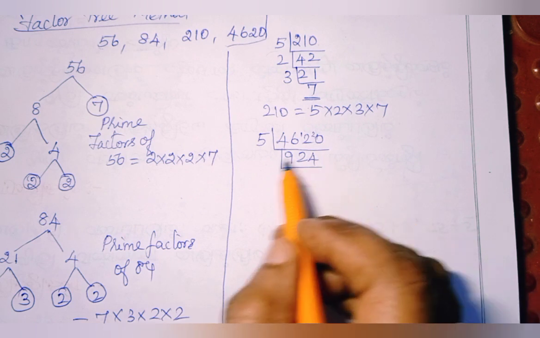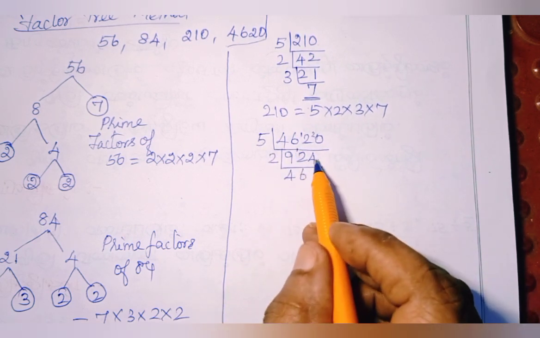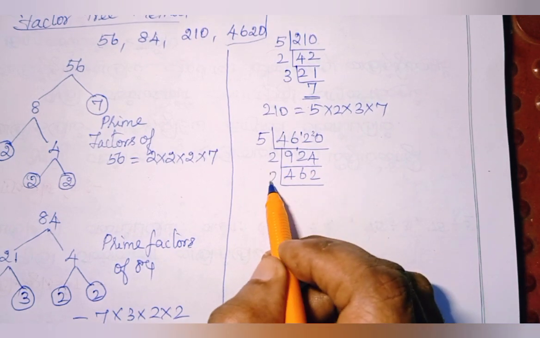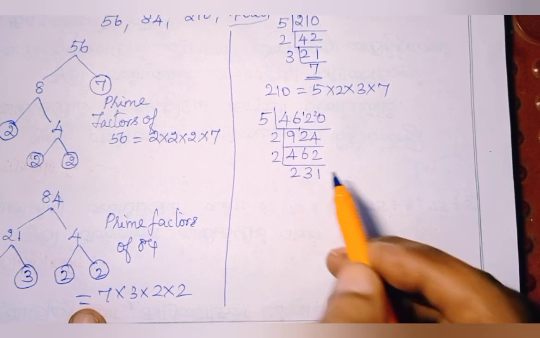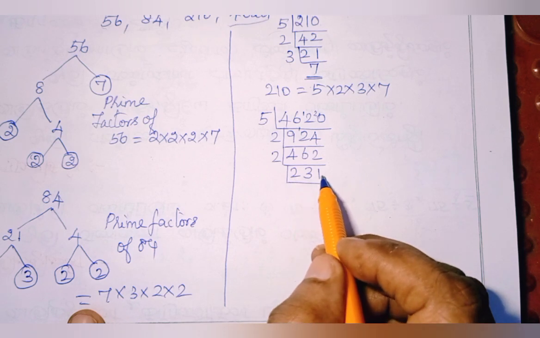Now it's an even number, divide by 2. 2 4s are 8, remainder 1. 2 6s are 12, then 2 2s are 4. Again we can divide by 2 since it's an even number. 2 2s are 4, 2 3s are 6, 2 1s are 2. Now we got an odd number and it will not be divisible by 2. So we have to check whether it is divisible by 3 or not.